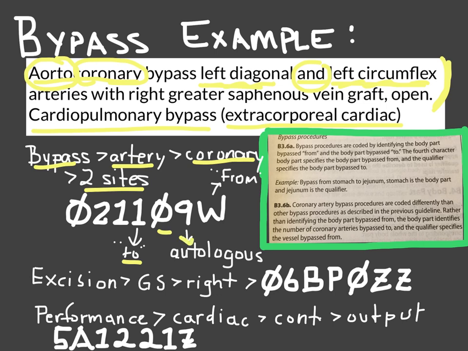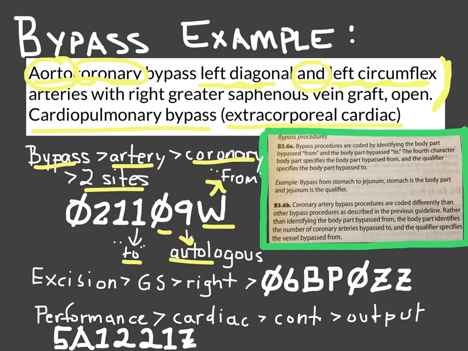9, this pulls in the autologous vein tissue because they're telling us they are replacing this graft that they took from the greater saphenous vein, so it came from the same person, so it's autologous. And then we pull in the last character of aorta, W aorta, when you look at the table, which is from.